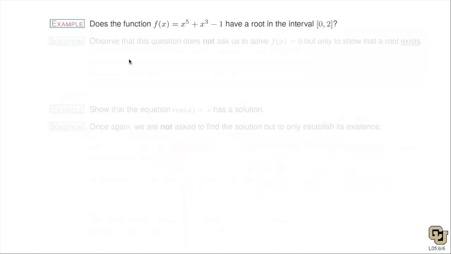The first example is a little bit kind of artificial. It's a little too straightforward. And the second example is a little trickier. That's more like the type of intermediate value theorem problem you might see. So this first example asks the question, does the function f of x equal to x to the fifth plus x cubed minus 1 have a root in the interval 0 to 2?